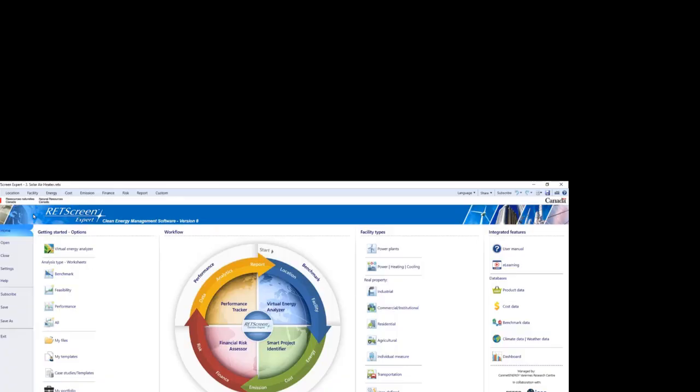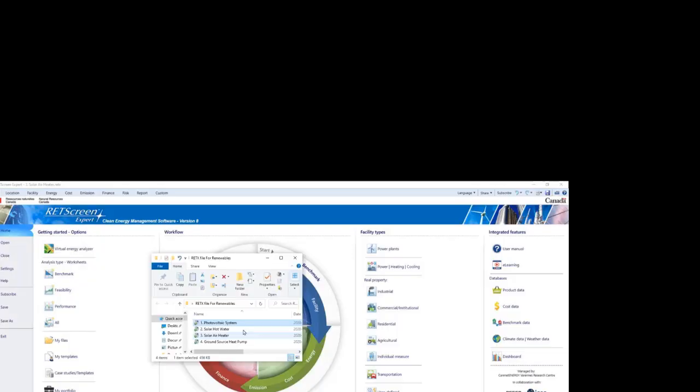And what I'll do is I've got 4 systems here that I've modeled for this presentation. So I'll actually also provide the files for those 4 systems: photovoltaic, solar hot water, solar air, and a ground source heat pump. So these are real systems that are modeled.